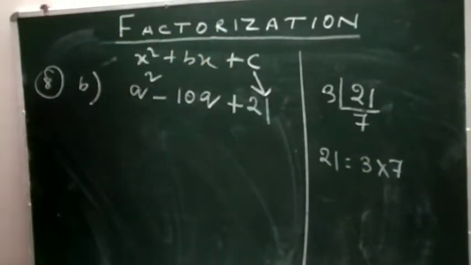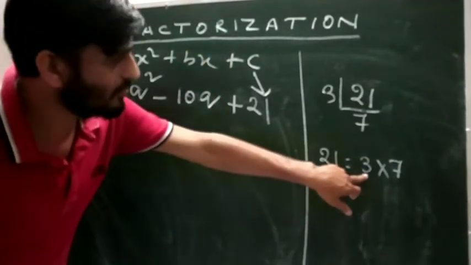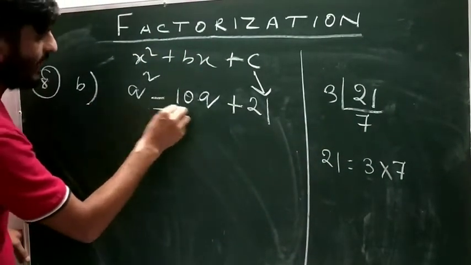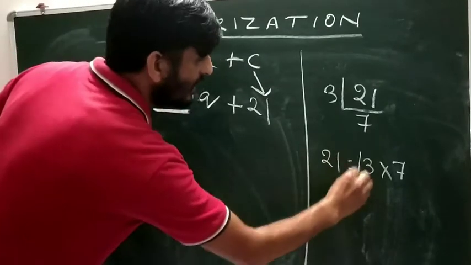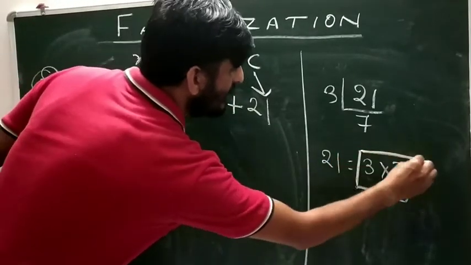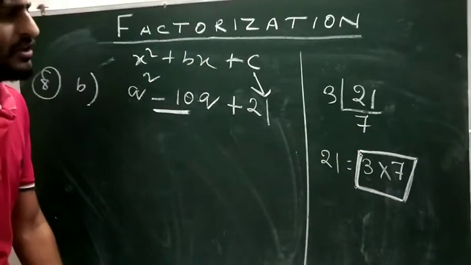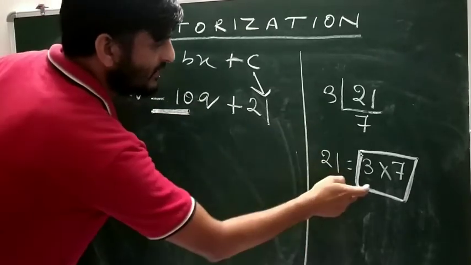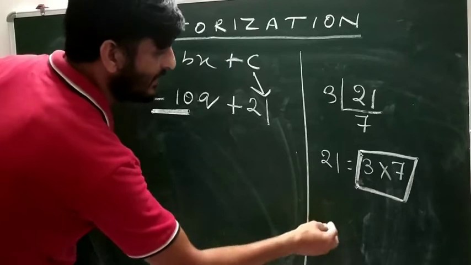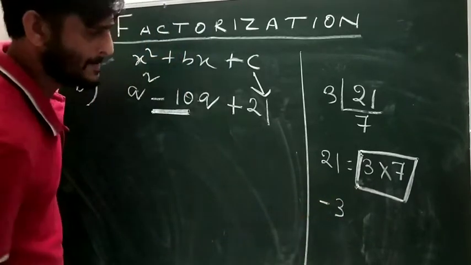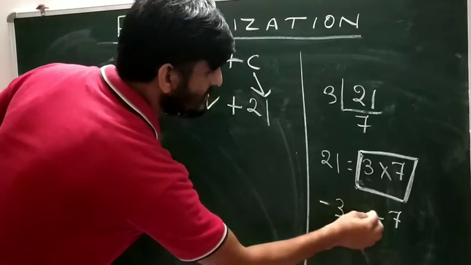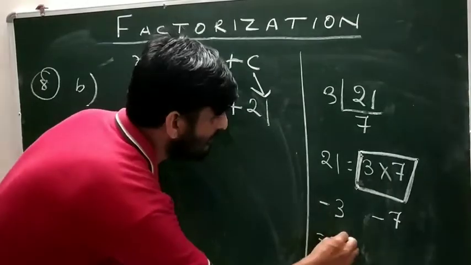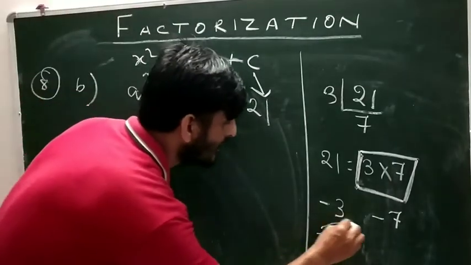Now let's see what will happen. We got 21 as 3 into 7. Now we have to manage this 10q, means this minus 10, in such a way that there are two numbers whose addition or subtraction gives a result of minus 10. So how can we write? This 3 into 7 can be written as minus 3 minus 7. See, the negatives are minus 3 and minus 7. Same signs, the numbers are added, minus 10. Okay, yes, we got minus 10.